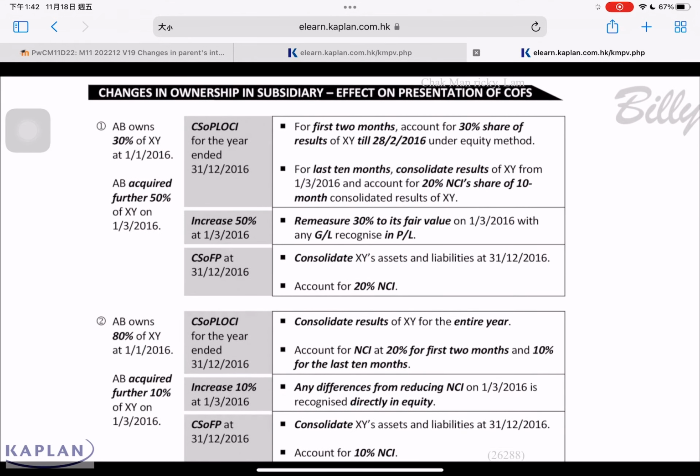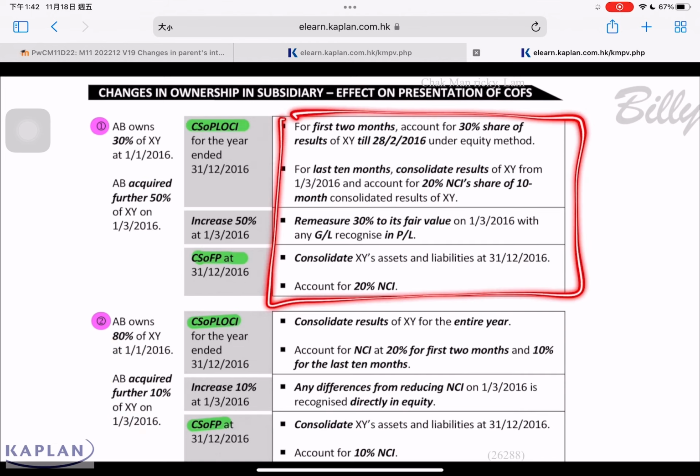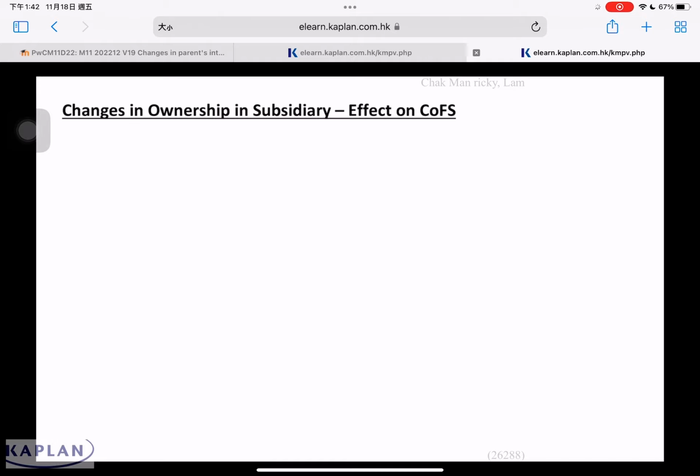Different scenarios. For example, the first scenario here is before that AB owned 30%, after that AB increased by 50% equals 80%. The second example is before that AB owned 80%, AB adds 10% equals 90%. How does this affect the statement of profit and loss and statement of financial position? I'm doing this now. The effects on consolidated financial statements.